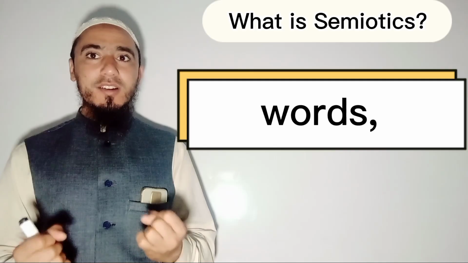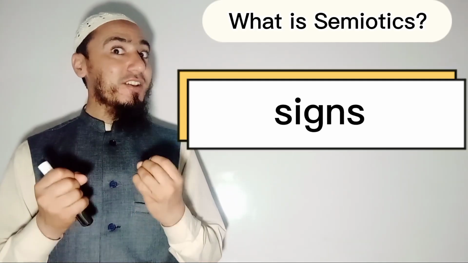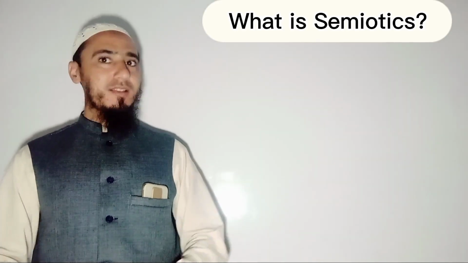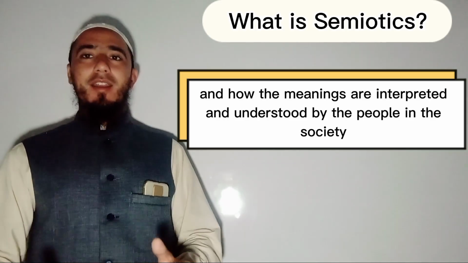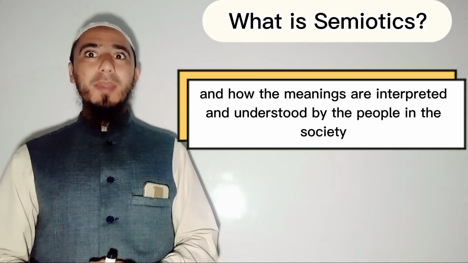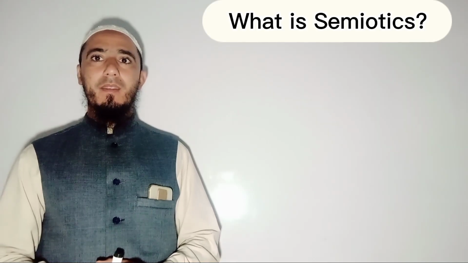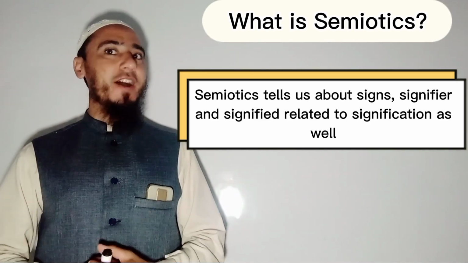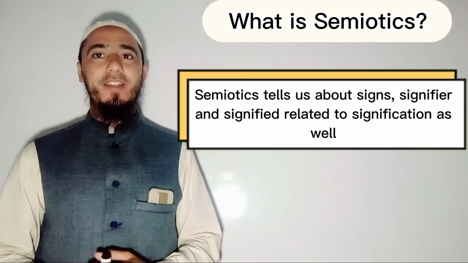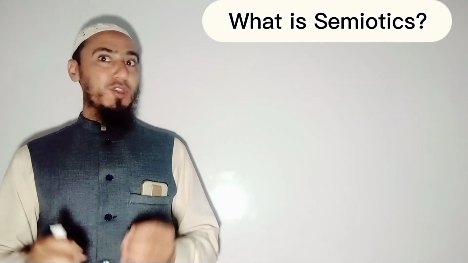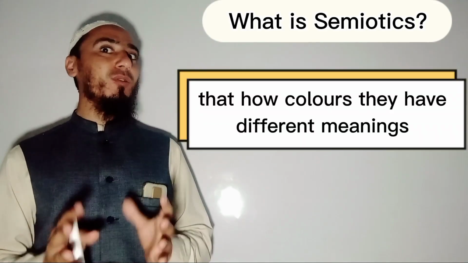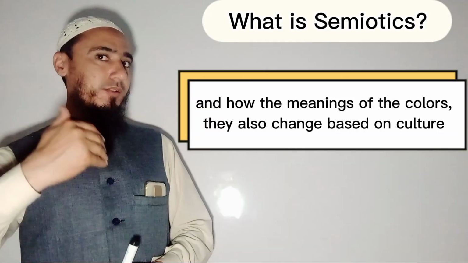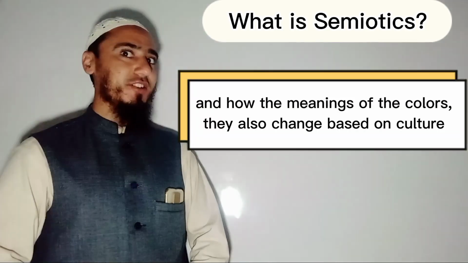Semiotics deals with how words, symbols, signs, and kinds create or produce meanings, and how the meanings are interpreted and understood by people in the society. Semiotics tells us about signs, signifier, and signified related to signification as well. Semiotics deals with different colors as well, how colors have different meanings, and how the meanings of the colors also change based on culture.